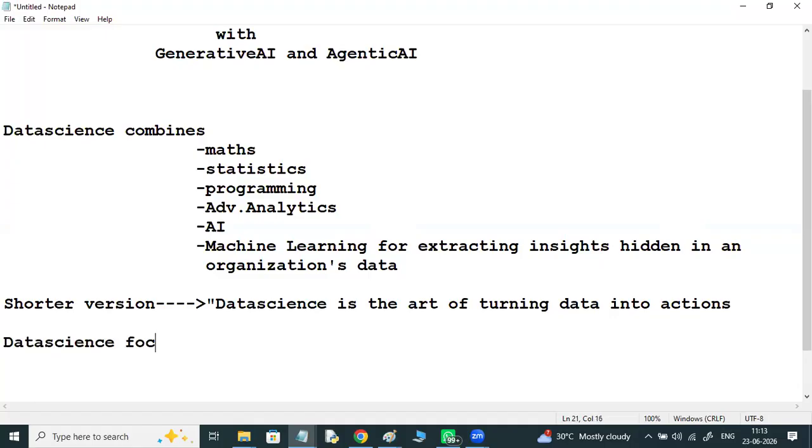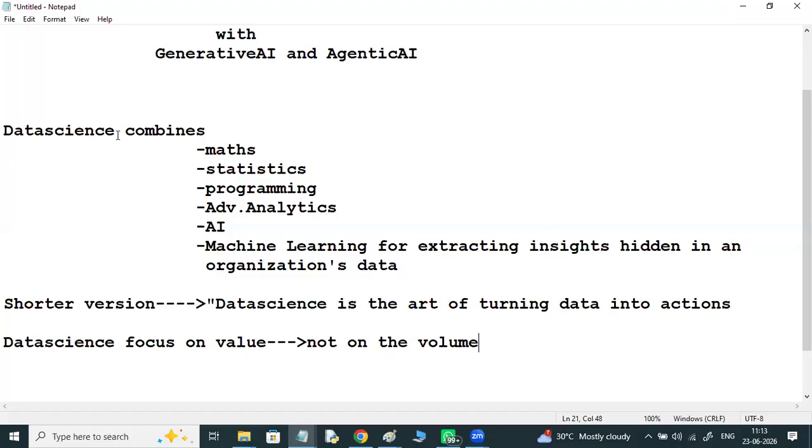Data science focuses on value, not on the volume. So it is extremely important in the real world for each and every individual, businesses, and governments in taking data-driven decisions, right? Yes.